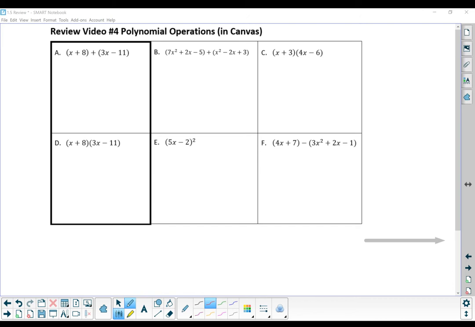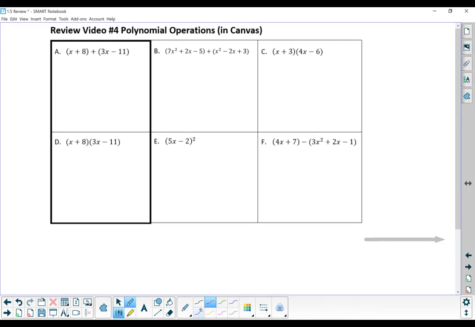All right, this is review video number 4, polynomial operations. This is the final review video for Unit 1. So we've got a couple problems here on our screen. You'll notice I have 2 of them in bold. I want to do those 2 first because I want to point out that they look almost identical.